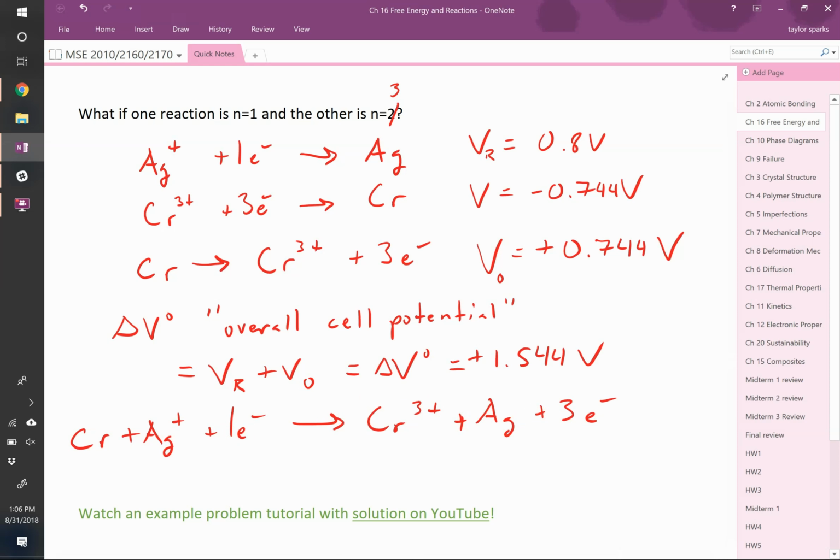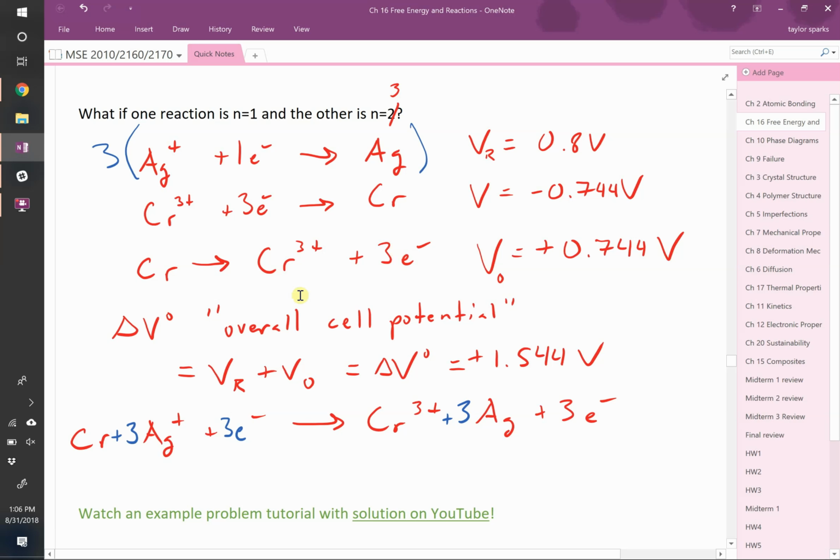We're going to do that by modifying the silver equation. We're going to multiply everything here by 3, because then we end up with 3 electrons. So instead of just 1 silver ion down here, it's going to be plus 3 silver ions. And instead of just 1 silver metal mole being produced, it's going to be 3, and that puts 3 electrons here. Let me just rewrite that. Make sense? We did that because silver only had 1 electron and chromium had 3.